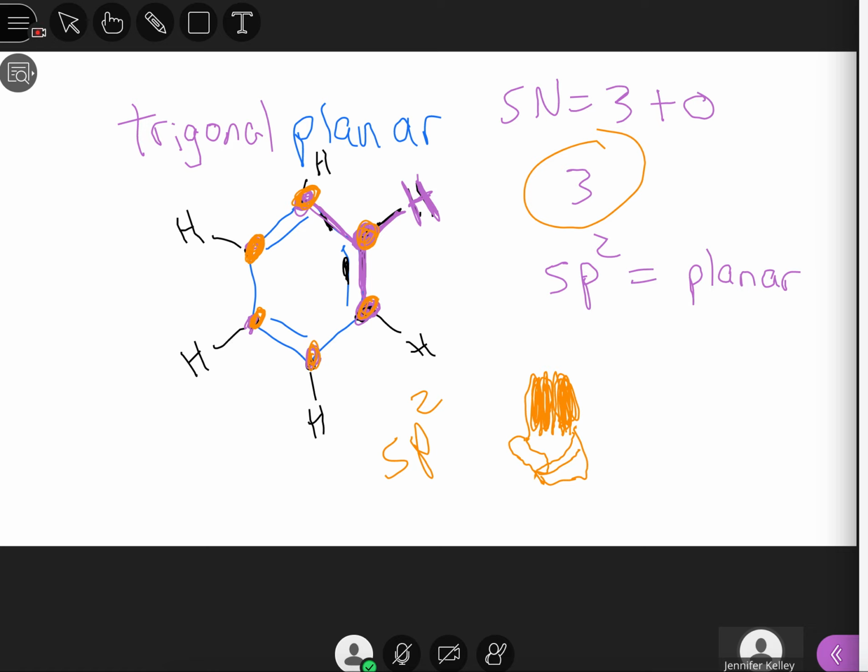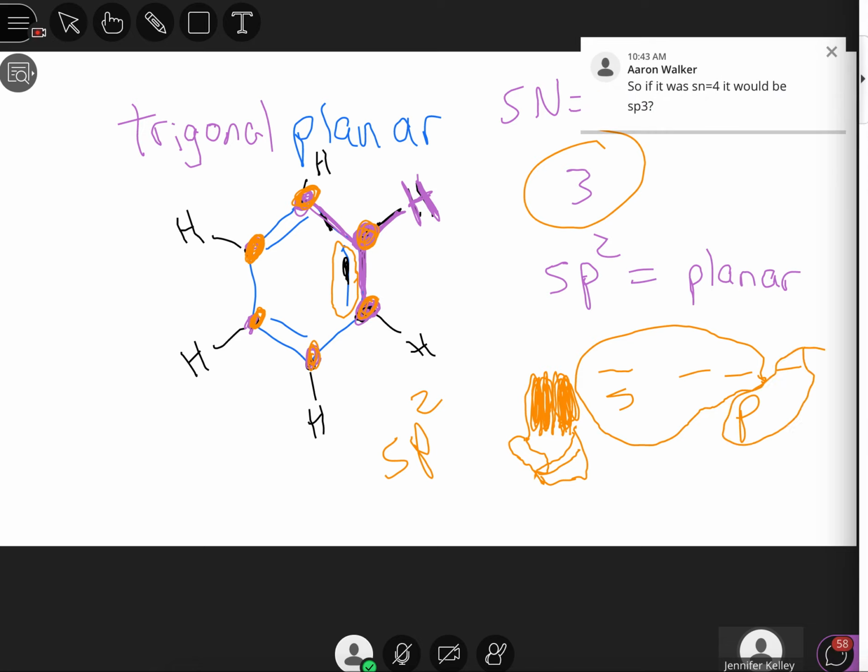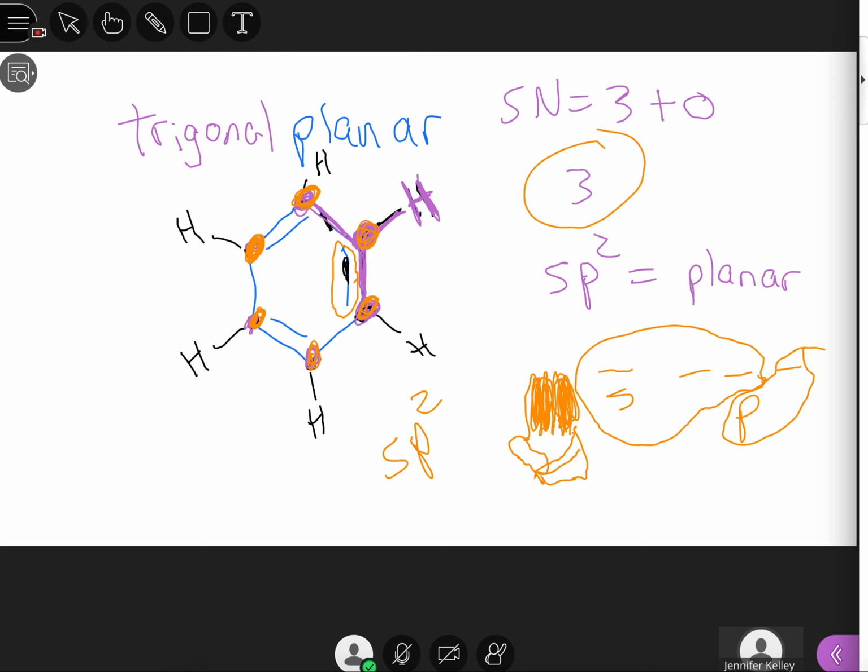And that's telling me that it's going to be planar. And if it's SP2, then I know that there's got to be a pure p orbital somewhere, because you have S and P's, right? So to get SP2, you hybridize and make a Frankenstein orbital out of these 3. But you're left with one of them that's still just a p orbital. Correct. If it was steric number 4, it'd be SP3. And if it was 5, it'd be SP3D.